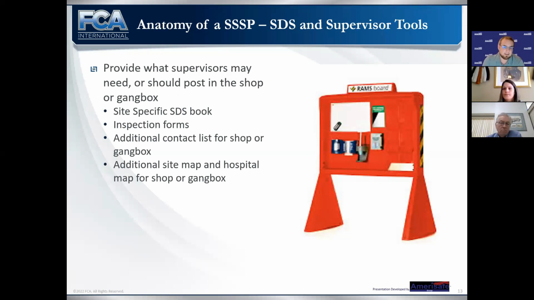An additional contact list from that very beginning, that first page of the site-specific safety plan. We want to have an additional one that we can hang up in the shop or in the gang box. And same with that site map and the hospital map. You should have an additional copy of both so they can be hung up in the gang box or in the shop. That way, if there is an emergency, we know how to get it. Because we never know who that emergency is going to happen to. If the foreman's the only one who knows where it is, and he's the one suffering from a heart attack, then how are we going to get it?